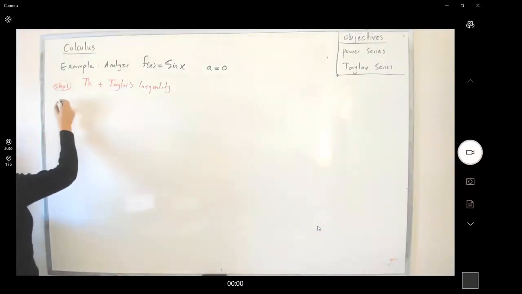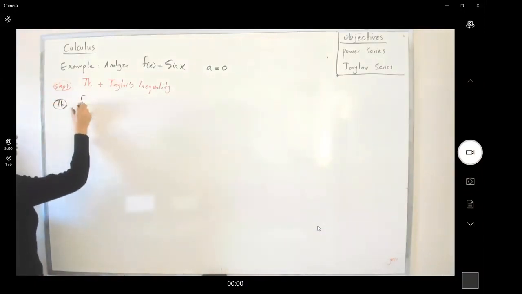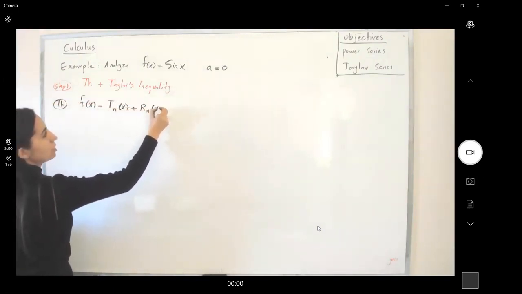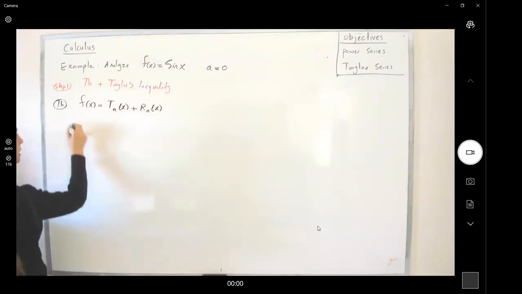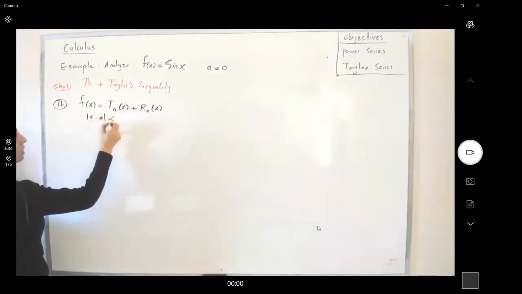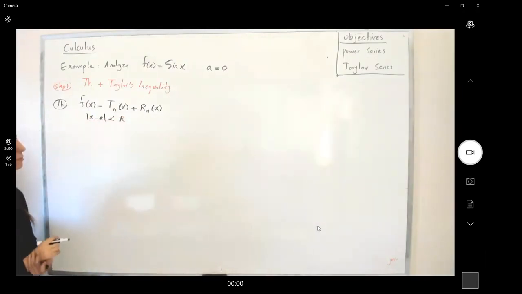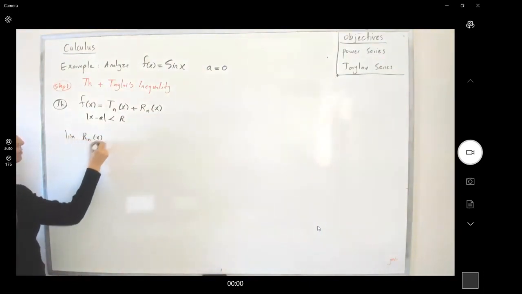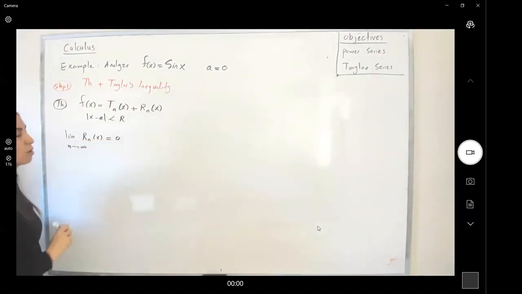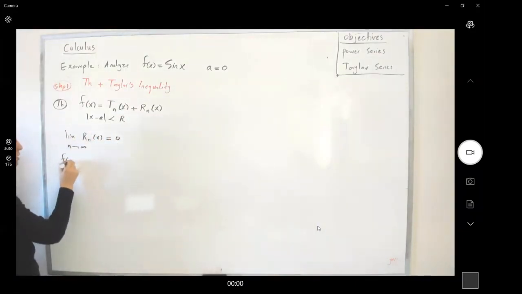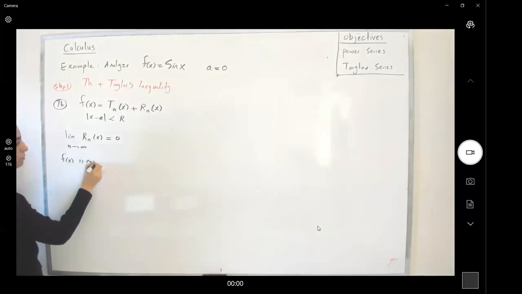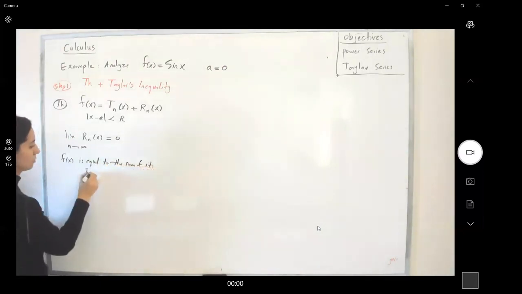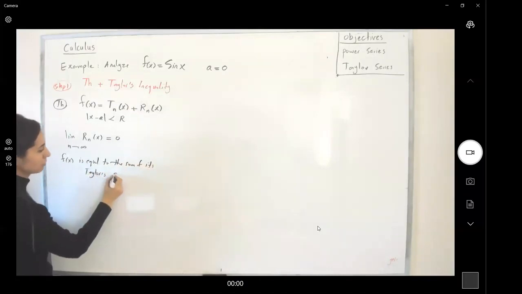So our theorem says if f of x can be written as the sum of a Taylor series plus a remainder, and remember that you're working with an interval of convergence, and if the limit of your remainder as n goes to infinity is equal to 0, for sure you can say that f of x is equal to the sum of its Taylor series.